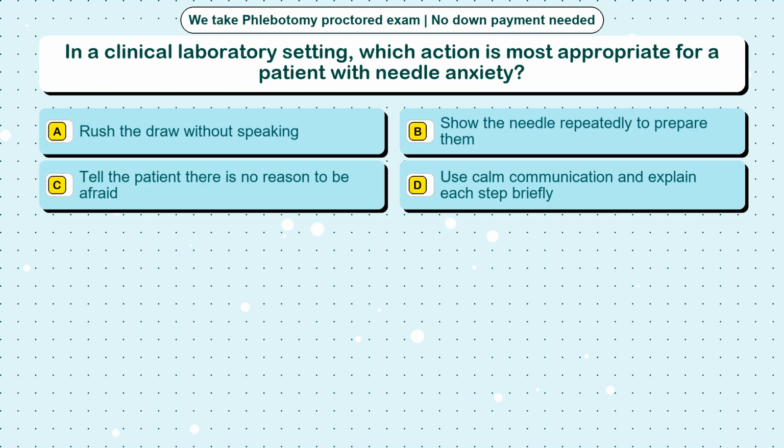Question 64. In a clinical laboratory setting, which action is most appropriate for a patient with needle anxiety? Option A, rush the draw without speaking.